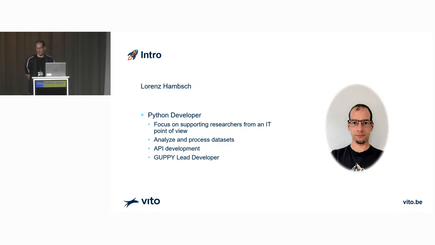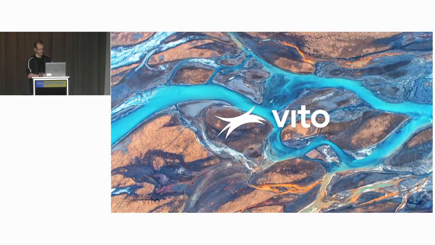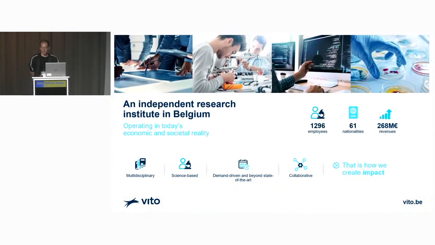And also we do some API development to create web services because all of our clients want their data on the web. And I'm the Guppy lead developer. I work at a company called Vito. Vito is a research and technology organization located in Belgium. And our goal is to come up with new ideas and solutions to help transition to a more sustainable world.